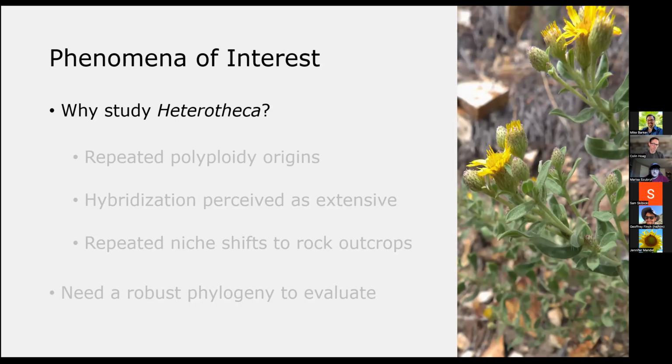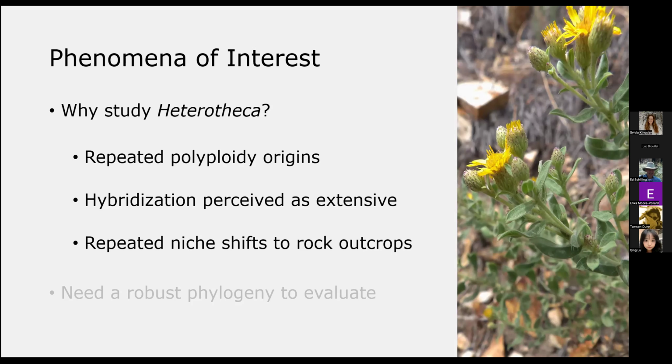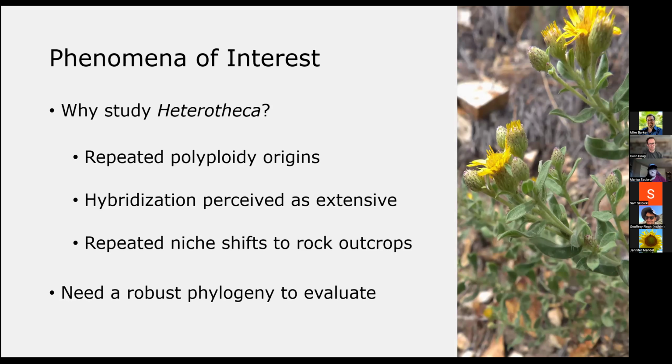Heterotheca does have some really interesting phenomena in it, though, including repeated origins of polyploidy within the genus. Hybridization has been perceived to occur very extensively, although part of this might be better attributed to high morphological variation within taxa. There have also been repeated niche shifts to rock outcrops, essentially areas with very little soil, to reduce competition. To evaluate these and other factors, we wanted to first develop a robust phylogeny to evaluate the genus.